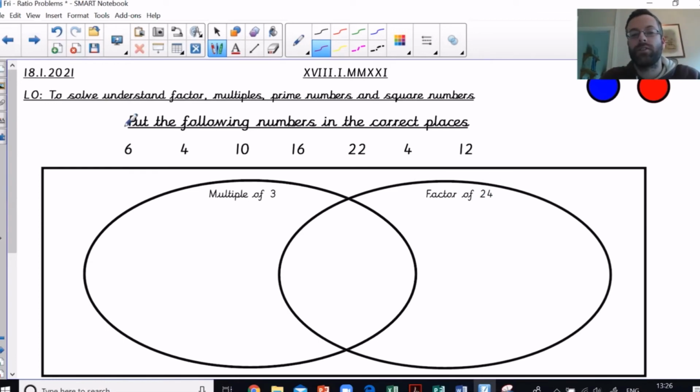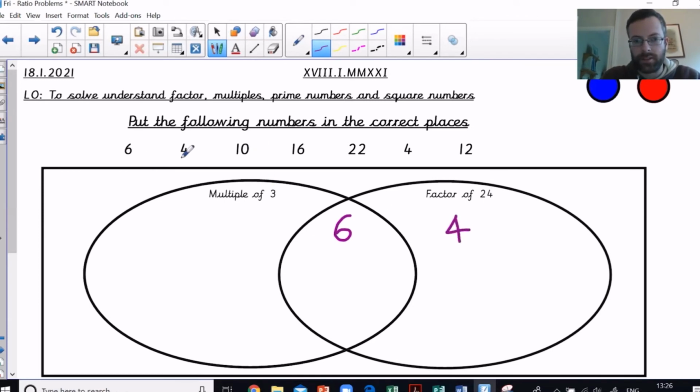24 divided by 4 is 6. So that is going to go in the middle. Okay, is 4 a multiple of 3? 3, 6. No, it's not. Is it a factor of 24? Can I divide 24 by 4? And I can. So 4 is going to go in here.